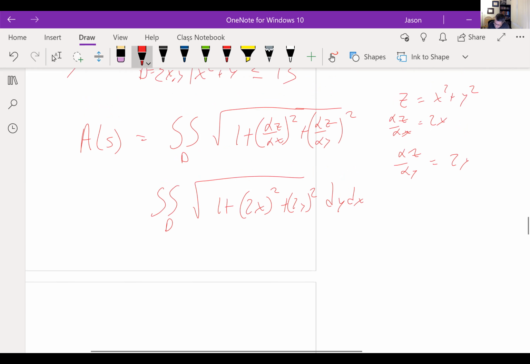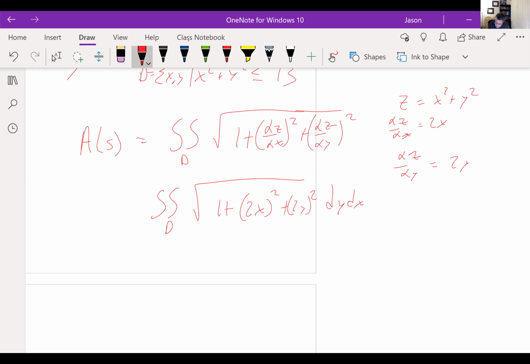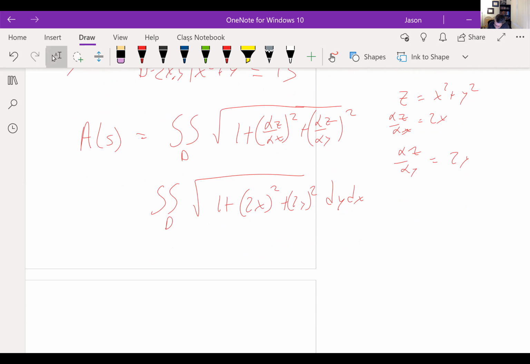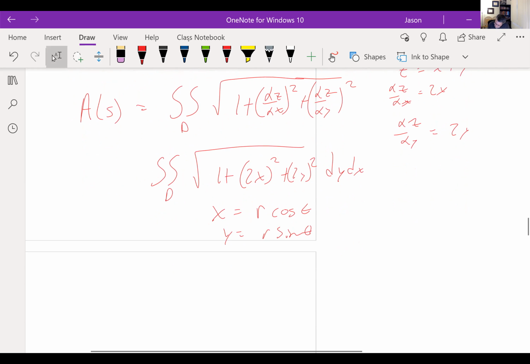Notice what the domain is. The domain is a circle, so we will want to change this to polar coordinates. Let x equal r cosine theta and y equal r sine theta. Our domain is a circle of radius 3.